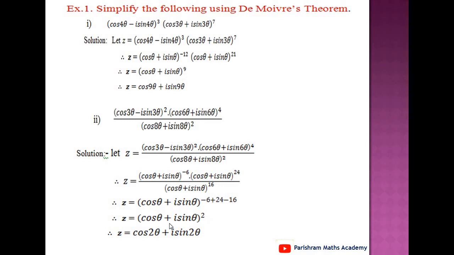Therefore z equals (cos θ + i sin θ)², which is the same as cos 2θ + i sin 2θ. Next example.